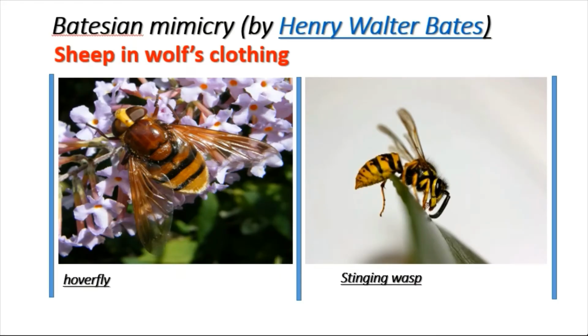Batesian mimicry. In this case, it was discovered by Henry Walter Bates, hence the name. Generally, the term used here is a sheep in wolf's clothing. In this case, the organism which is not dangerous tries to look like the organism which is dangerous in order to fool its predators. Example: the hoverfly and the stinging wasps.